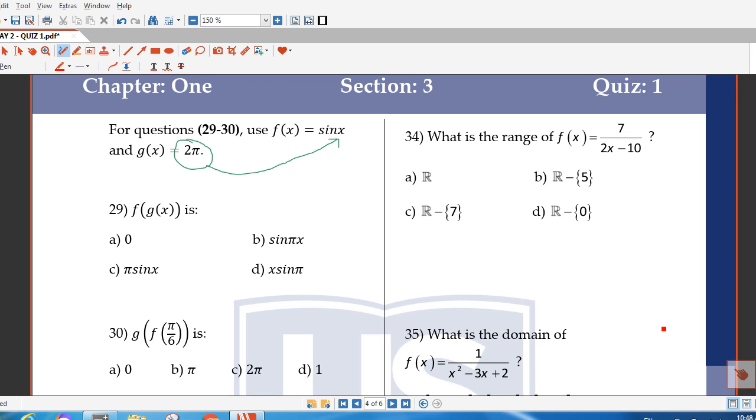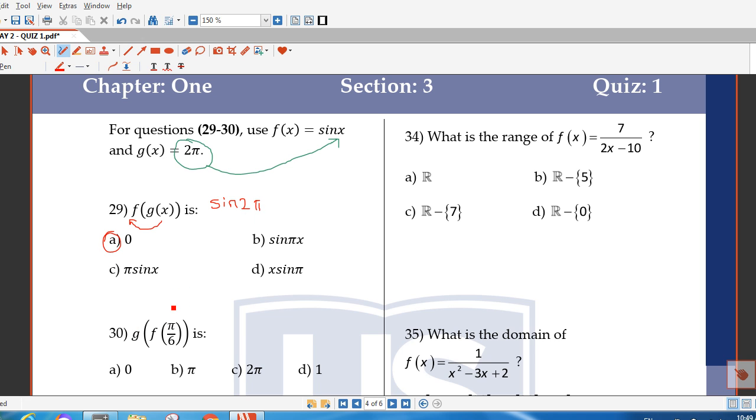Quiz 1, question 29. The two functions are given, f and g, and we are going to answer questions 29 and 30 according to them. f of x is sine x, g of x is 2 pi. In question 29, g of f: function g is going to be written in the function f. So it is sine 2 pi, which is 0.